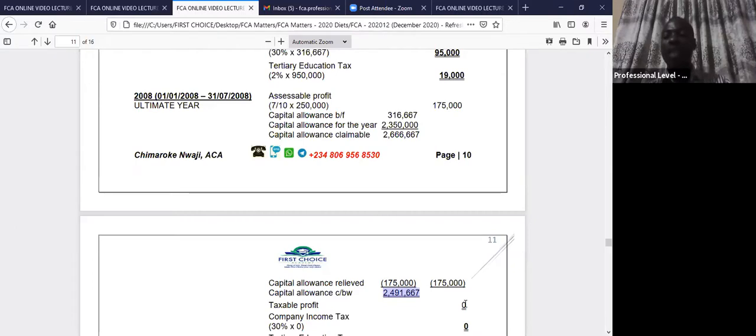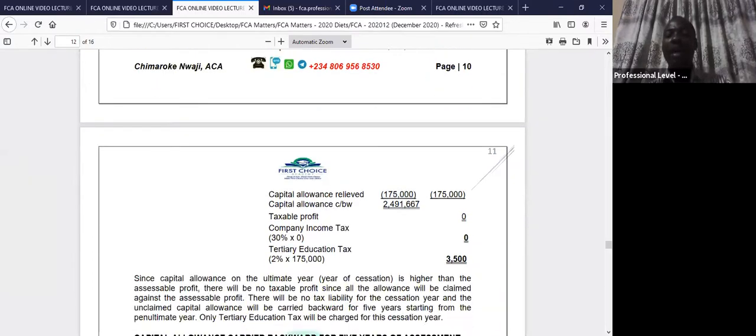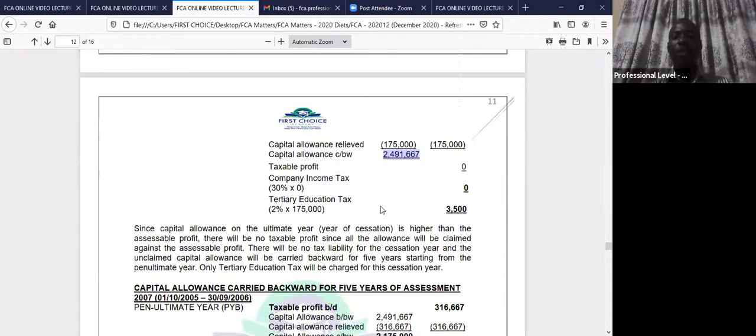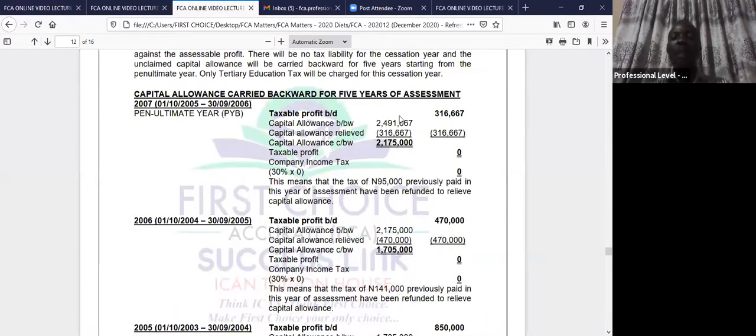You see, there is no taxable profit, and so you are not supposed to pay tax in the ultimate year when you have capital allowance still outstanding. But you still pay your education tax. Now, you are taking this backward to your penultimate year. So I'm bringing it back to my penultimate year.